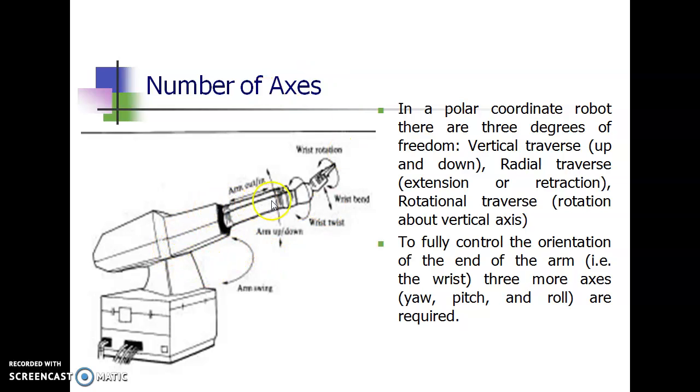Basically the robot up to the wrist has 3 degrees of freedom. In that, we again connect the wrist assembly, which we know very well. There are again 3 degrees of freedom: pitch, yaw and roll. Pitch is up and down movement, yaw is right and left movement, and roll is about the wrist axis. So it has another 3 degrees of freedom. If we take the entire robot, it has 6 degrees of freedom or 6 axis. So this robot can be called a 6 axis robot or 6 degrees of freedom robot.